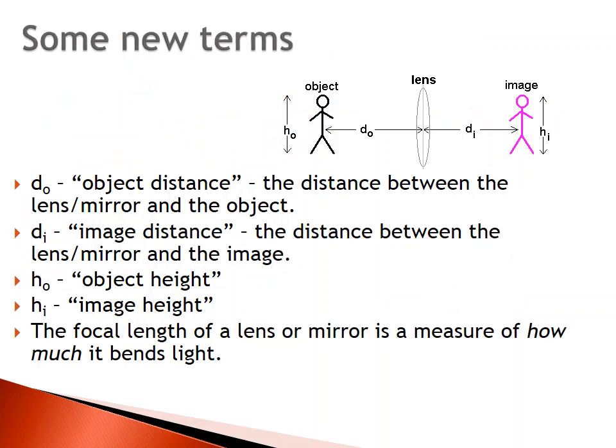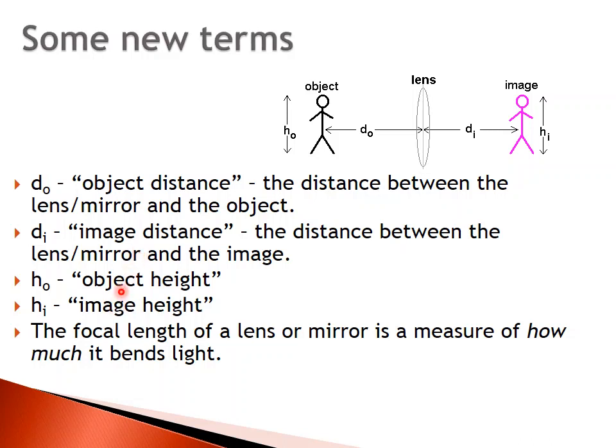To be able to explain how in the world that happens, all these weird, curvy, warped looking pictures, sometimes upside down, we need to first define some new terms. If we have an object in front of a lens or mirror, the distance between it and the lens is called the object distance, which we'll call DO. So DO is the object distance, the distance between the object and the lens or mirror. DI then is the image distance. That's how far away from the lens or mirror that the image forms.